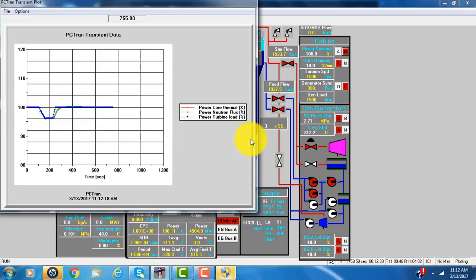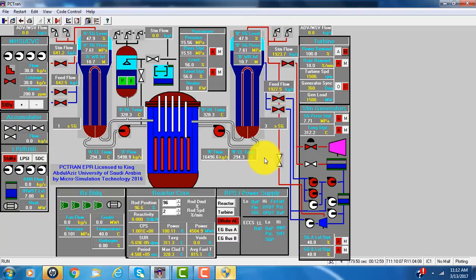And that's just a normal operation, and you can see all the curves you want. By the way, this is a nuclear power plant. It's a very highly sophisticated industrial plant. This is not a game, all right?